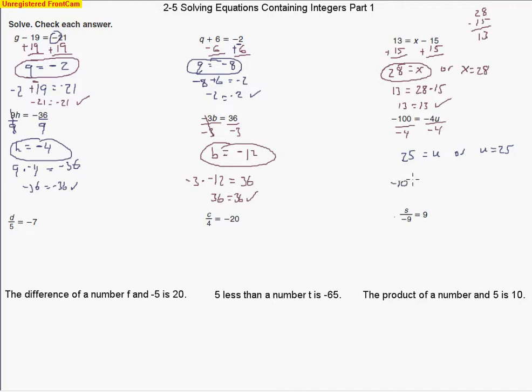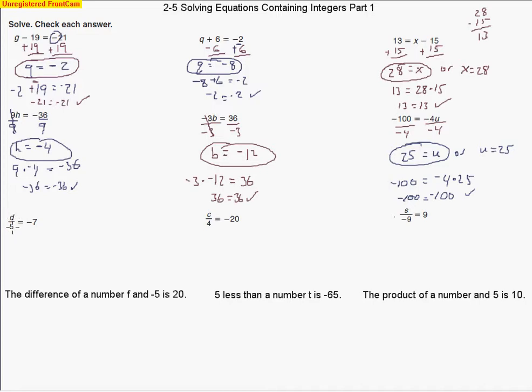Let's go ahead and put the number in place of the variable. So we have negative 4 times 25. And sure enough, negative 4 times 25 does make negative 100. So that is true. Let's take a look at our last set of problems here of these type.